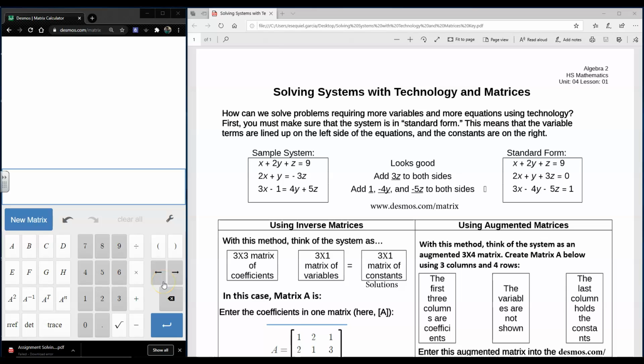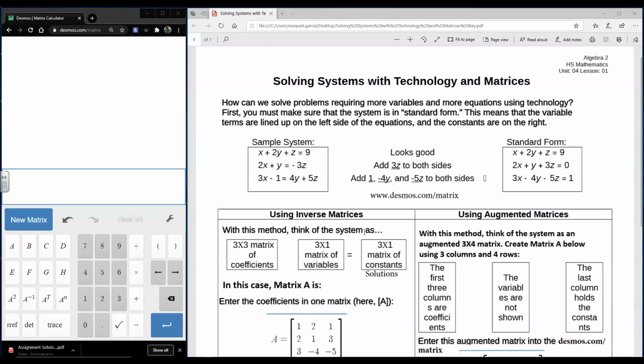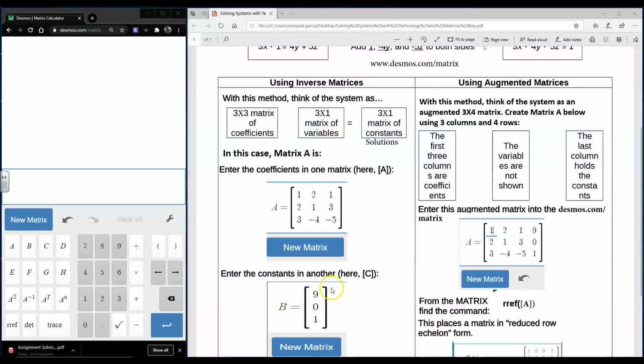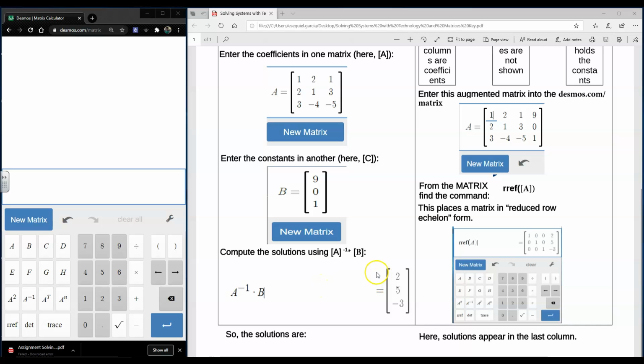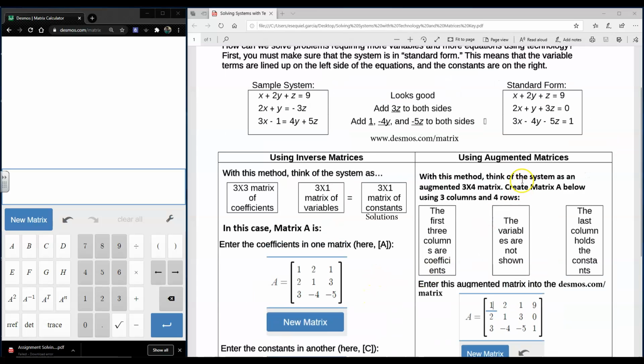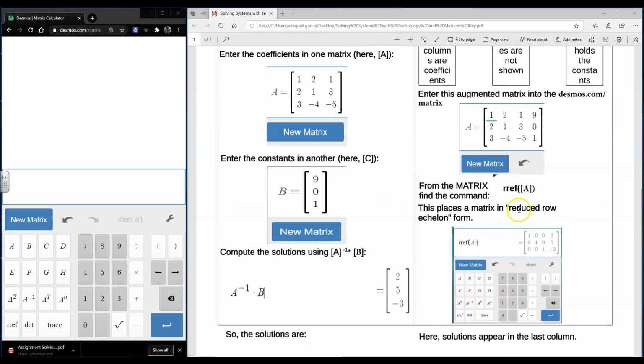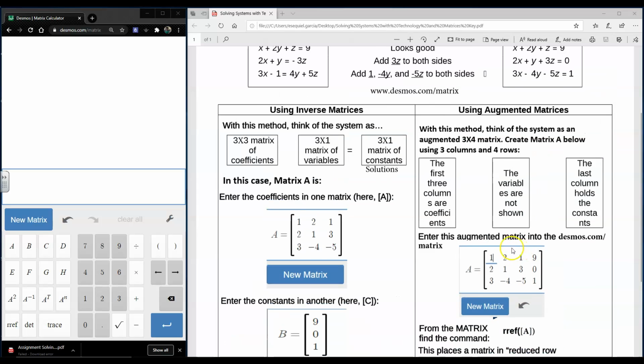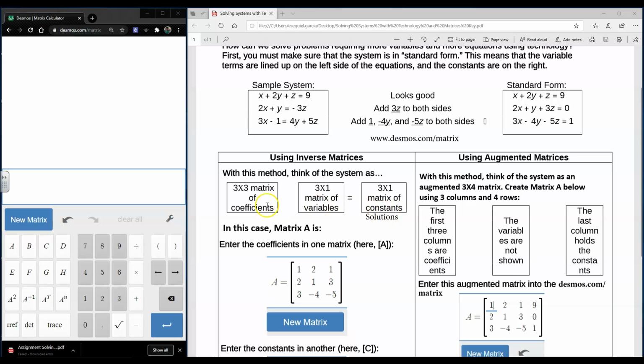Today I'll be teaching you how to solve systems using inverse matrices and also using augmented matrices. I need you to understand that there are two processes going on. One is using the inverse matrix, which is on the left-hand corner, and that's going to give us the answer. And then the right side is called the augmented matrix, and we're going to be using what we call reduced row echelon form. It's RREF. So there are two ways to do this. I'm going to show you the first one.